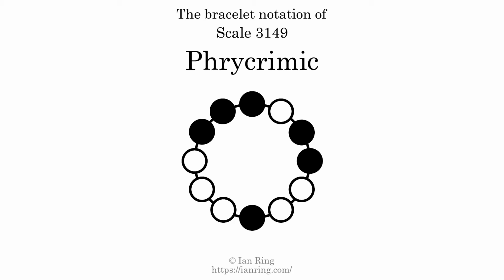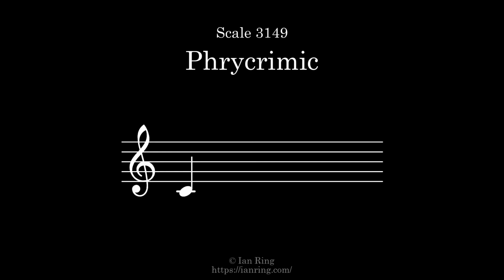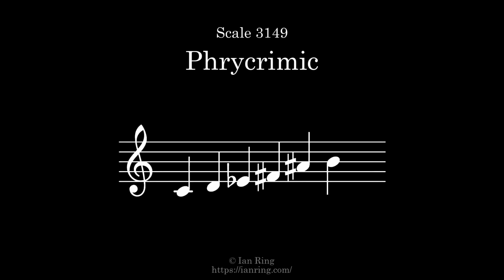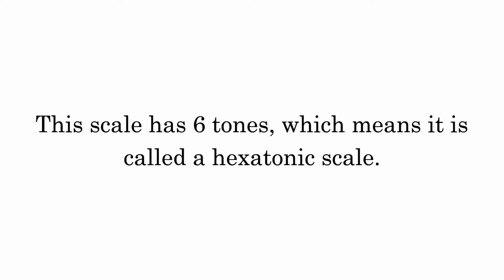Today we will talk about scale 3149, Phrycrimic, which sounds like this. This scale has 6 tones, which means it is called a hexatonic scale.